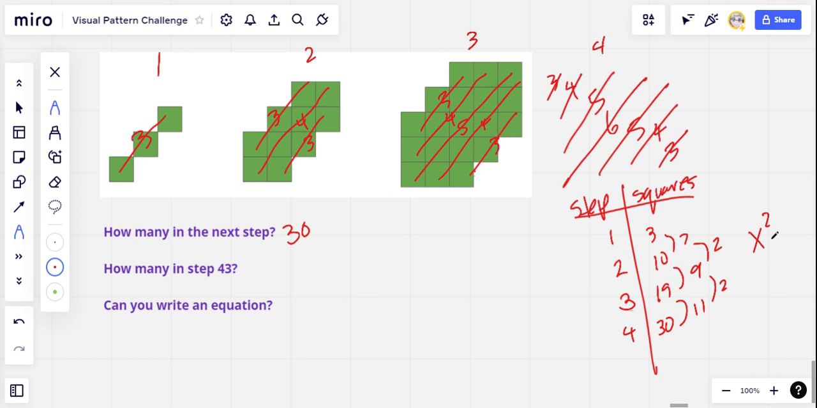Now, oftentimes a strategy, once you know you have a quadratic and you know what the coefficient is, would be to sort of block that out and see what's left over.